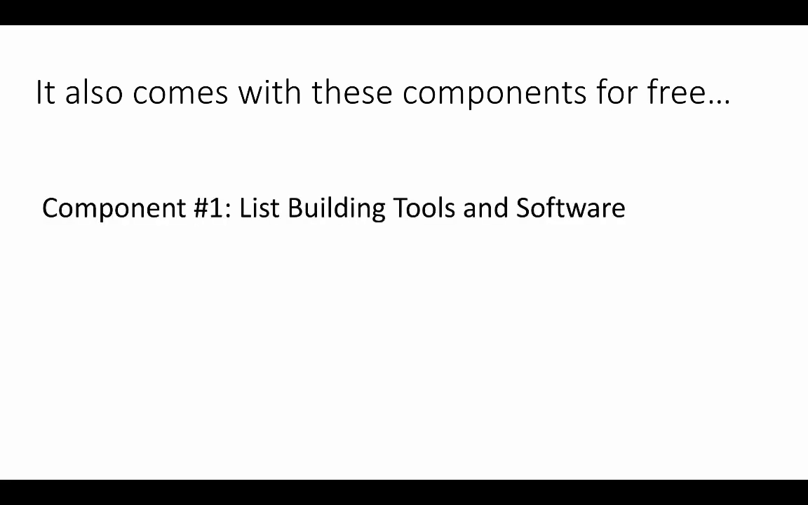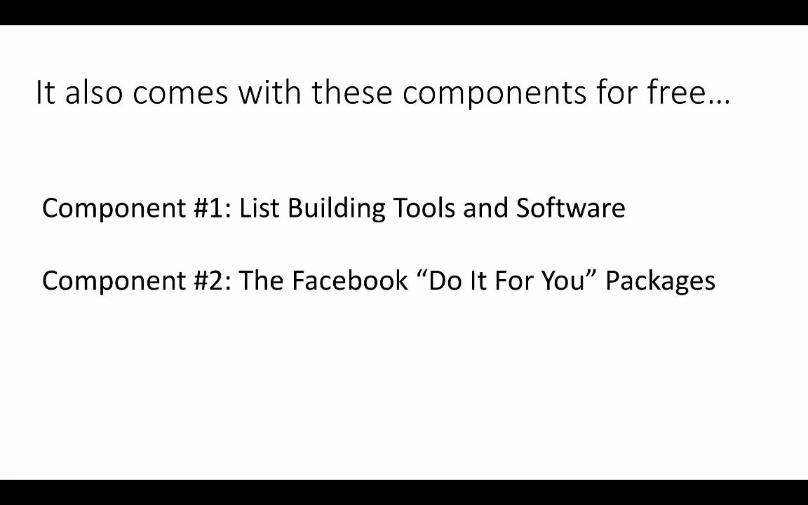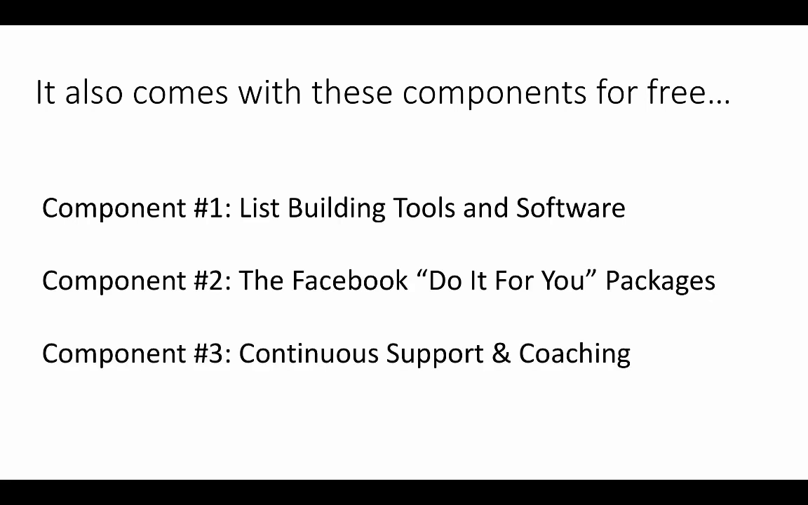Now, on top of that, when you get Freedom Formula, in this case, you're going to get it for free because it's part of the acceleration package. It also comes with these components for free. Component number one, list building tools and software. Component number two, the Facebook do it for you packages. And component number three, continuous support and coaching.